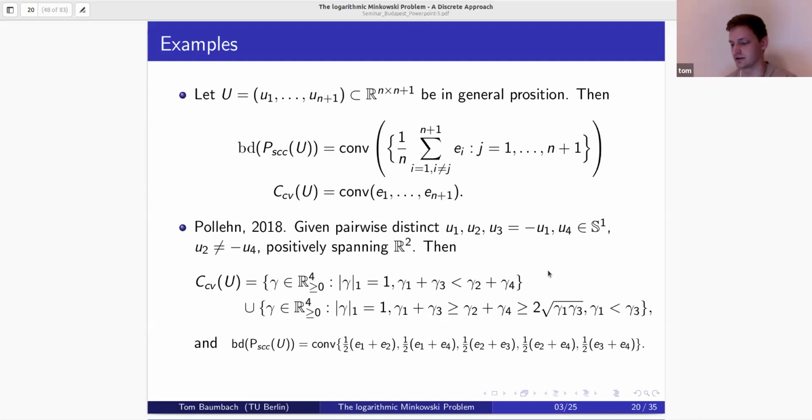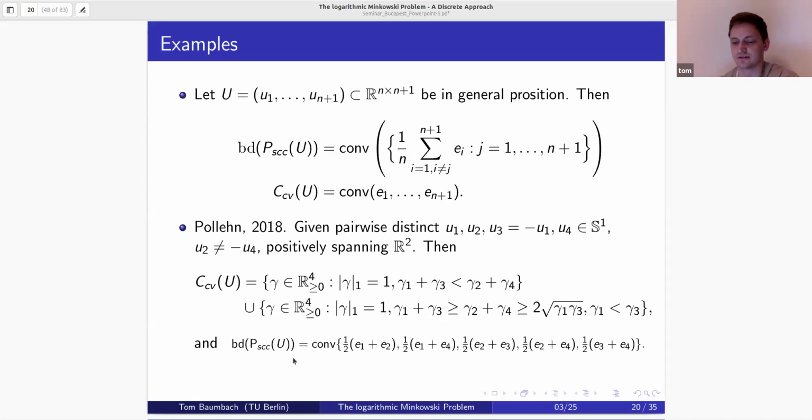Which is quite interesting, because we recall from the beginning when we looked at surface areas, we saw that this is more or less a linear equation that they need to fulfill. So they also obviously are convex. But here, the cone volume set is no longer convex. So these problems, even though one appeared from the other, are quite different, or they behave quite differently.